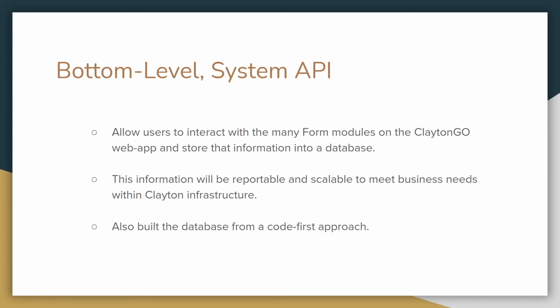Hello, my name is Jared Queich, and I will be talking to you about the bottom level System API. First, this System API is what connects the Module API to the database. The purpose of the System API is to allow users to interact with all the different forms and form modules that we've created for the Clayton Go web app, and it stores that information in the database. This information is going to be reportable and scalable so that it's able to meet the business needs that they will have within the Clayton infrastructure. The database that this API connects to was built using a code-first approach.